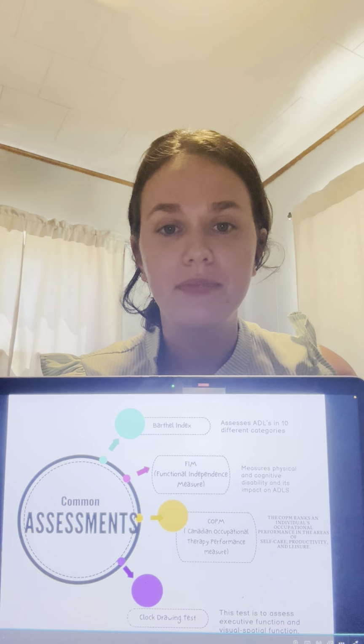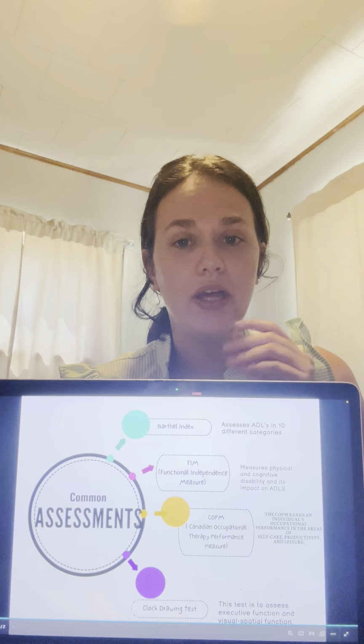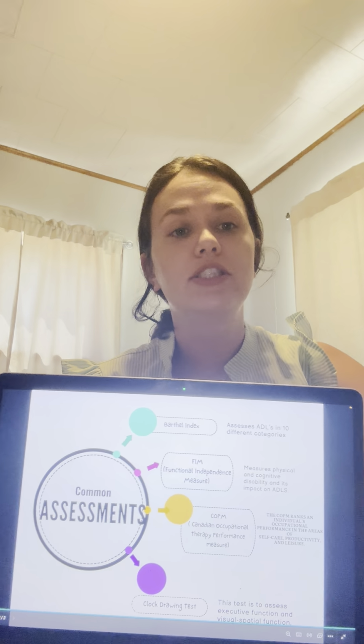So the next chart I made, thinking of the NBCOT and what we might see on the test, I think with ADLs and IADLs, a lot of it will be assessments that we might come across. So I just made this little chart, common assessments, and again, it will be below. The first one that I'm going to talk about is the Barthel Index.